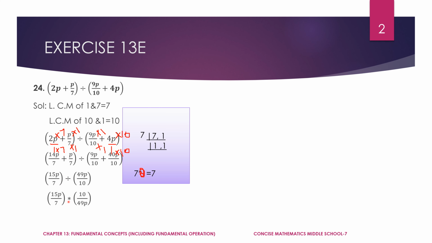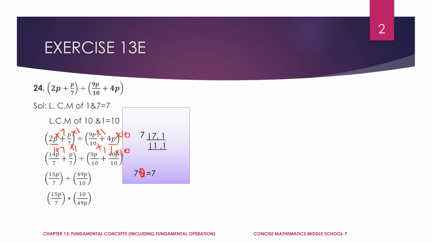See here, I have kept 15p by 7 as it is, and this division becomes multiplication. Here the numerator is 49p, but I have just changed its position to the denominator. Here 10 is in the denominator, and it comes to the numerator. These two things you have to do when there is a division between fractions. I hope you understood this.